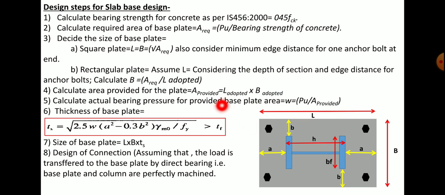Now as per IS 800, thickness of base plate is calculated as under root of 2.5 W, where W is your actual bearing pressure, into bracket A square minus 0.3 B square, multiplied by partial safety factor gamma m0, divided by yield strength of steel, that is Fy 250. Here you need to understand this A value and B value, these are your smaller and lesser projections.